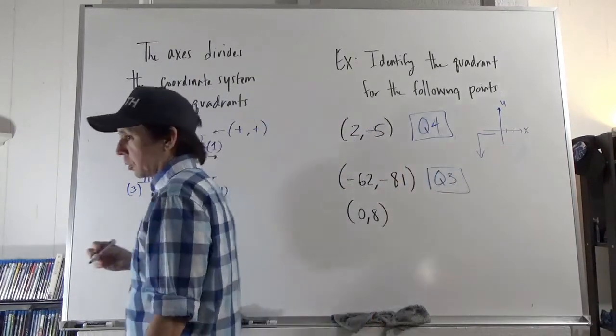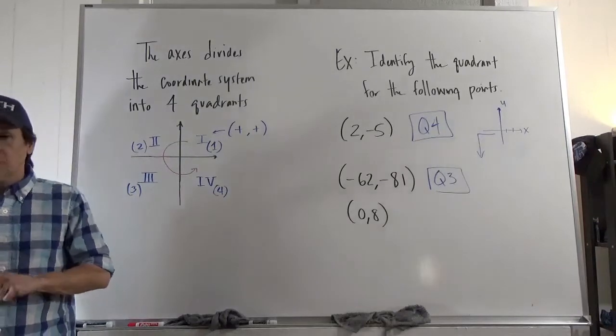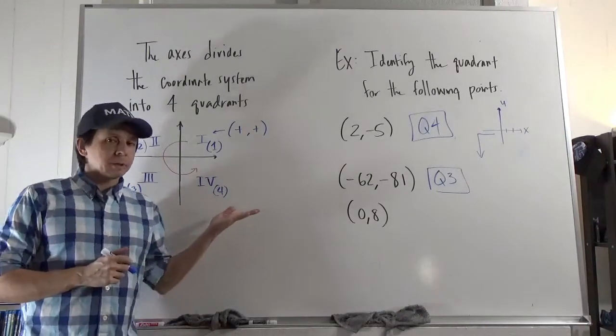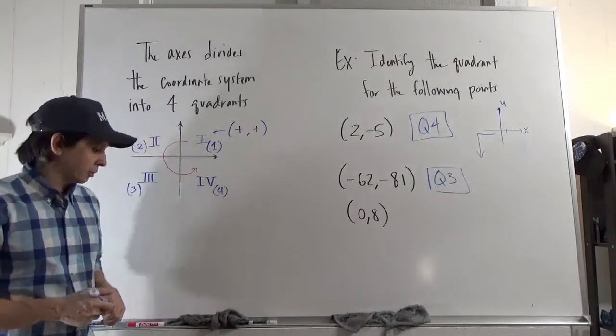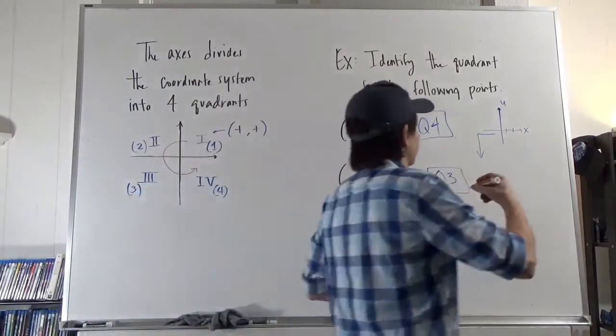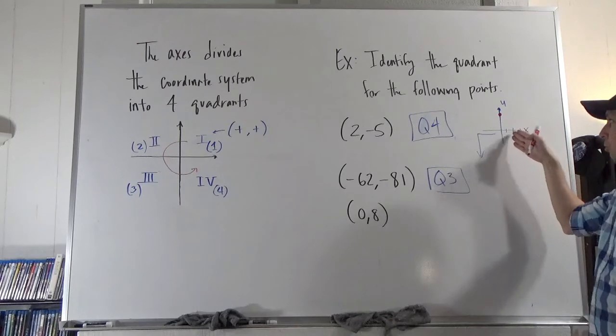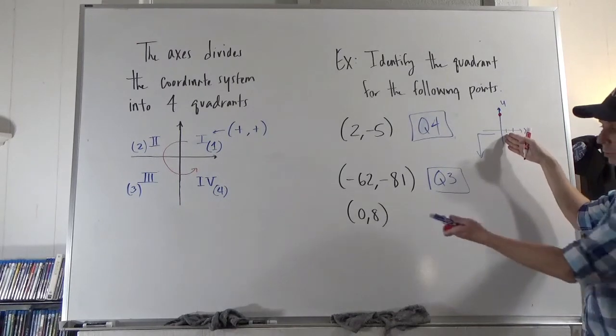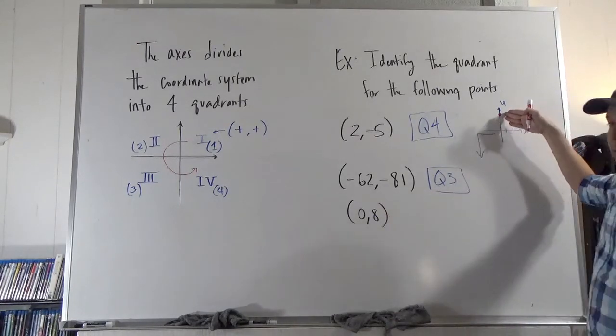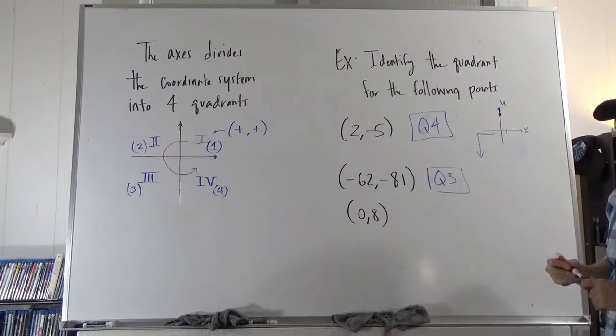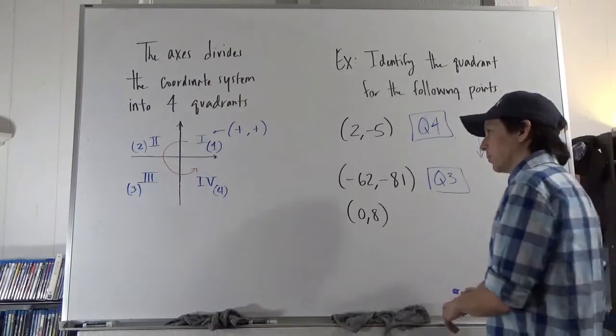Last one is, I don't want to say it's a trick question because I literally just told you how to handle it, but it is not going to be a number. It's 0, 8, and that would be right there. You go 0 along the x, so you don't move left and right, and then you go 8 along the y, which is up. It's going to be on the y-axis, pretty high up on the y-axis. What quadrant is that? It's not any.